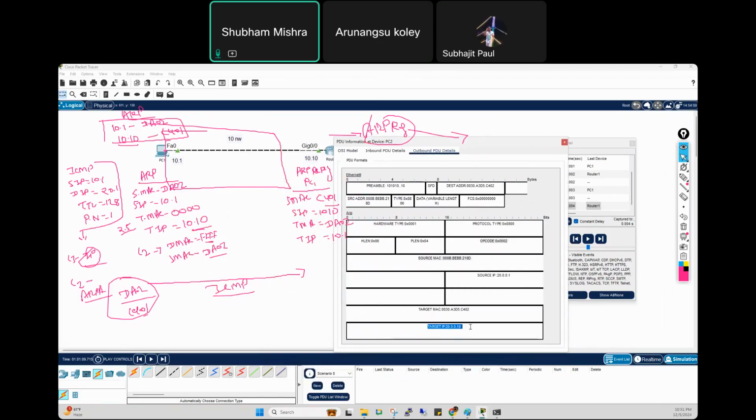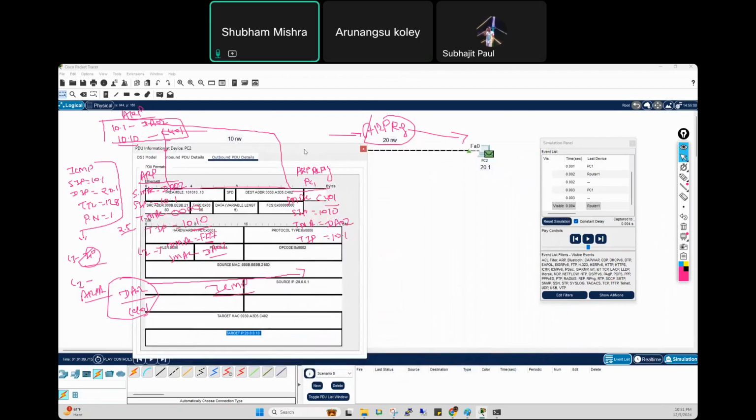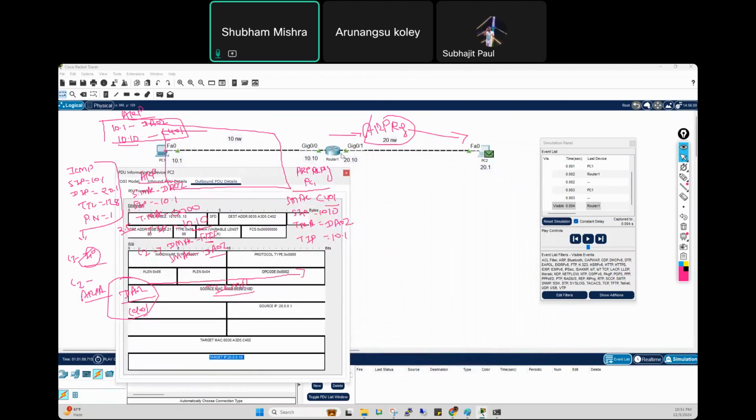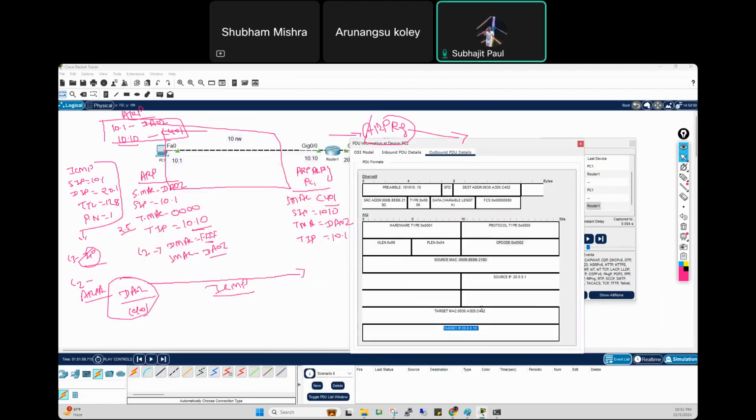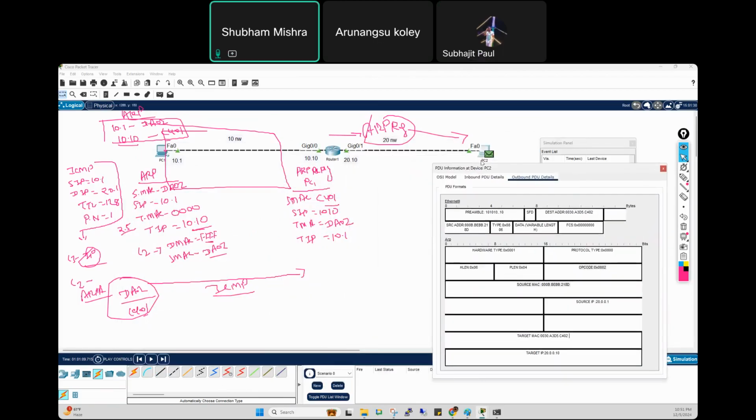Target IP is 20.10 because this PC wants to send the reply to 20.10. इसी को ना भेजेगा भाई, क्योंकि 20.10 से ही तो इसे रिक्वेस्ट मिला था. रिप्लाई भी तो उसी को करेगा. Yes or no? Okay. And target MAC will be C402 because PC number 2 already knows what is the MAC address of 20.10. Clear ना?